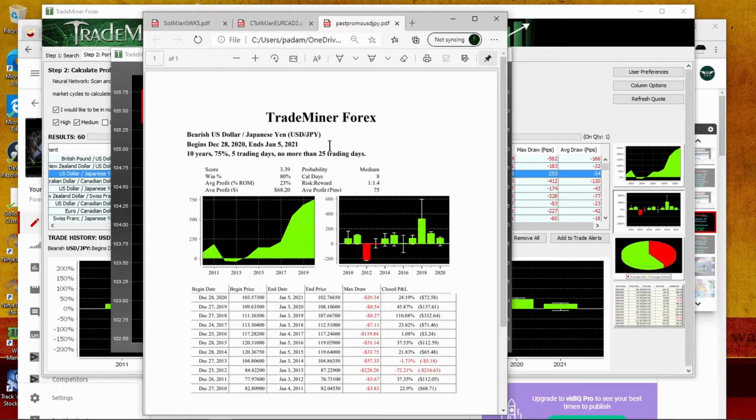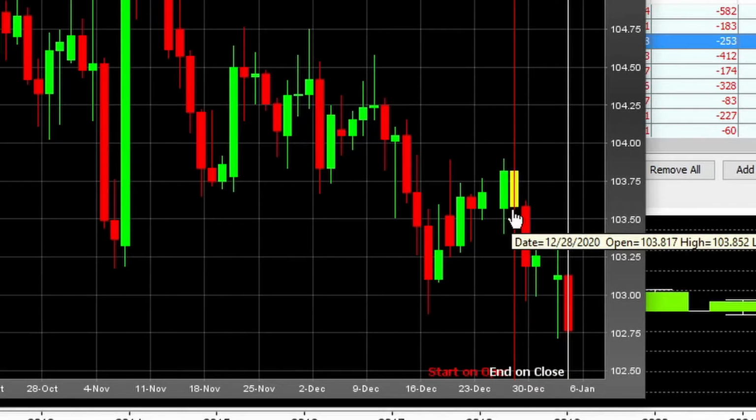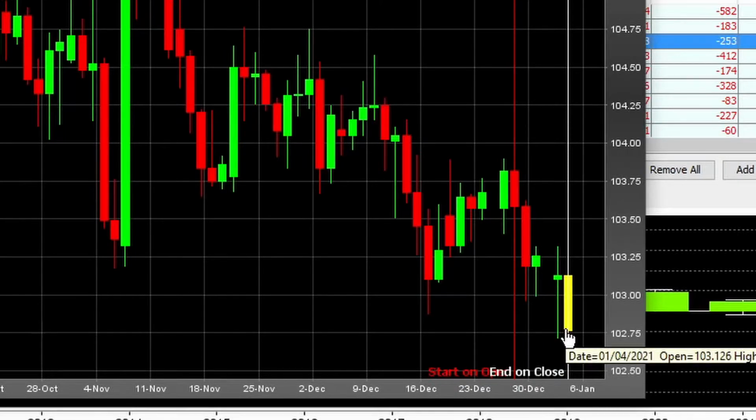Okay, so this is a past trade that I was looking at that came up, and it was from December 28th to January 5th. I didn't actually take the trade, but as you can see here on TradeMiner, it fell from about 103, close 103.58, all the way down on the close to 102.76.